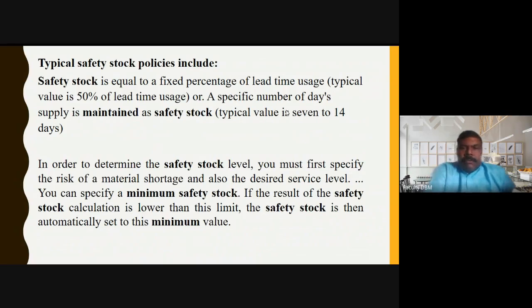Typical safety stock policies include safety stock equal to a fixed percentage of lead time usage. That is, the typical value is 50% of lead time usage, or a specific number of days' supply maintained as a safety. Typical value is 7 to 14 days. So for 7 to 14 days we are going to hold the stock, and after that we are going to get the stock. So for 14 days we have the stock with us. It depends. A small industry is 7 days and a big industry is 14 days.